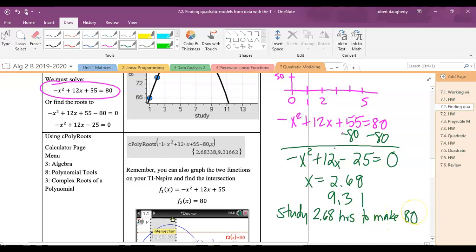How realistic is a model like this? Yeah. Well, I mean, if I were to tell you, okay, if you go home tonight and you study 2.68 hours, I guarantee you're going to make an 80. I mean, sort of doesn't make sense. Yeah. Well, that's an 80, right? So, yeah. You make an A if you study 2.68 hours?